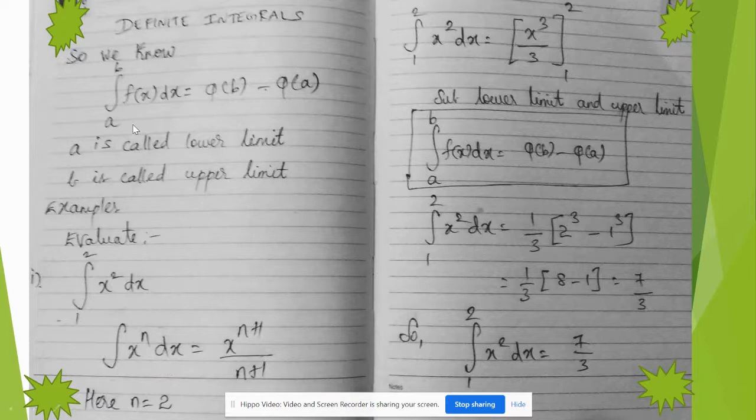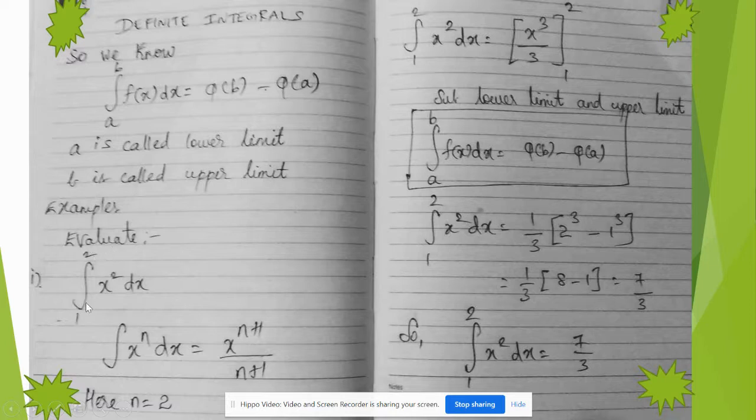So we know that integral a to b f of x dx is phi of b minus phi of a. Phi of b minus phi of a is nothing but phi of x between the limits a to b. Phi of x is the antiderivative. After integrating, we'll get that part, that is the antiderivative. So between the limits a to b, on applying the limits, we get phi of b minus phi of a. So we have seen all these things.